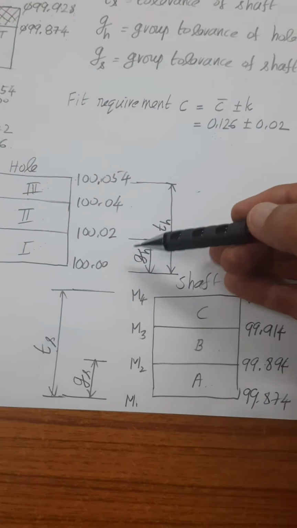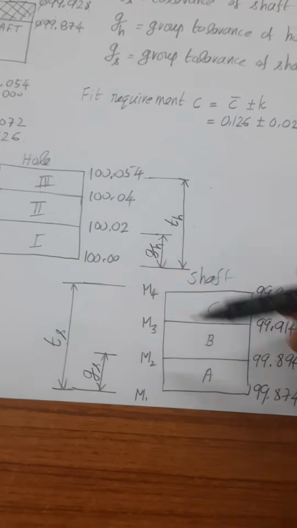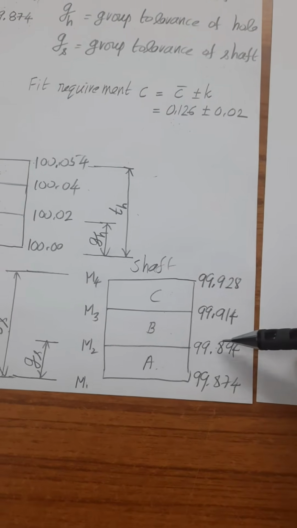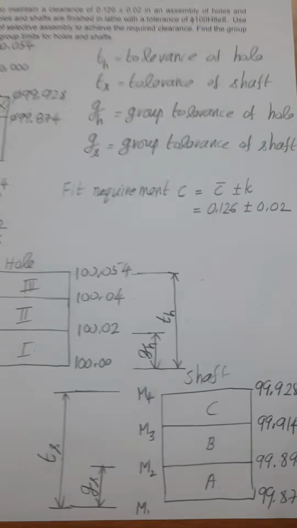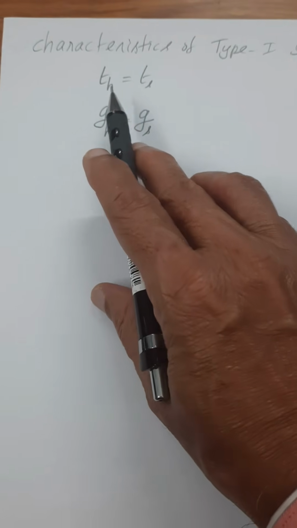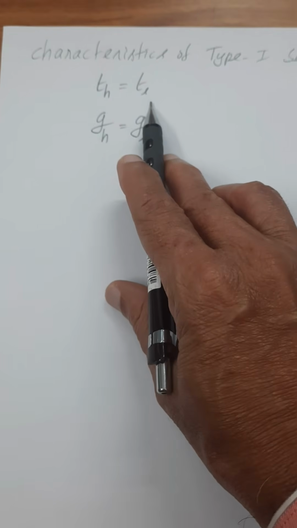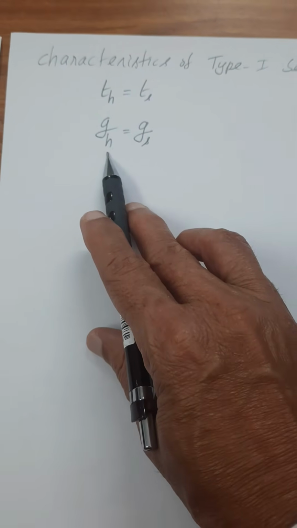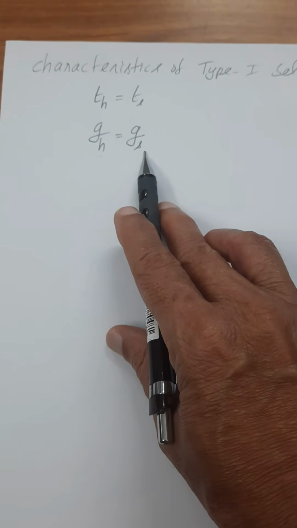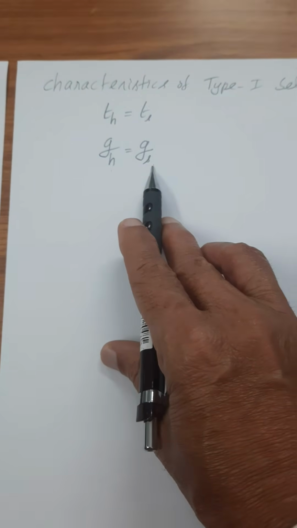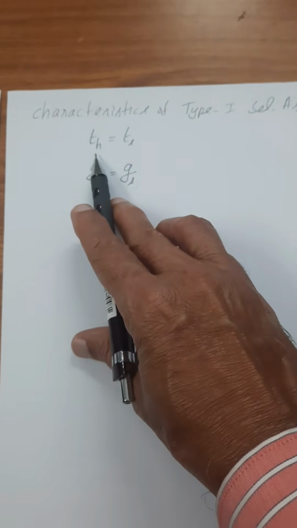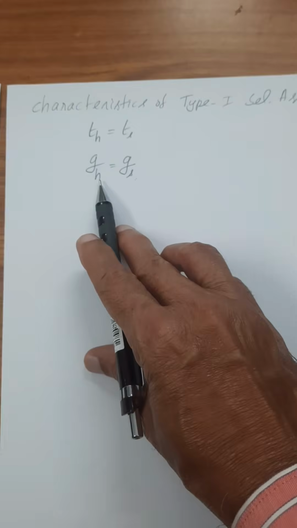What is the value of GS? GH is 0.02. GS is also 0.02. So this problem comes under the first type. For this problem, the TH value is 0.054 and the TS value is also 0.054. So under the first type of selective assembly, the TH value will be equal to TS. Similarly, the GH value for this problem is 0.02, and the GS value is also 0.02. So both are the same. For the first type of assembly, these are the characteristics: TH is equal to TS, GH is equal to GS.